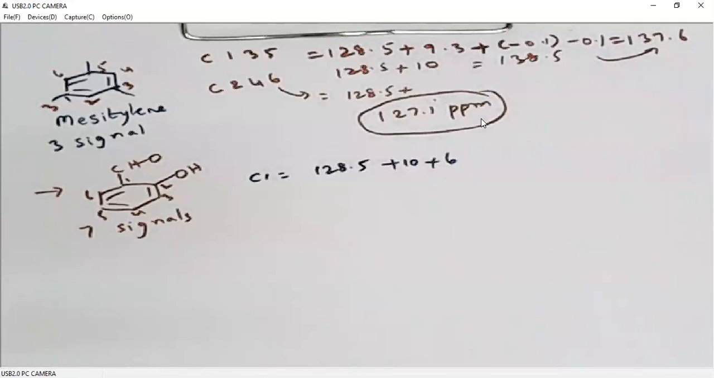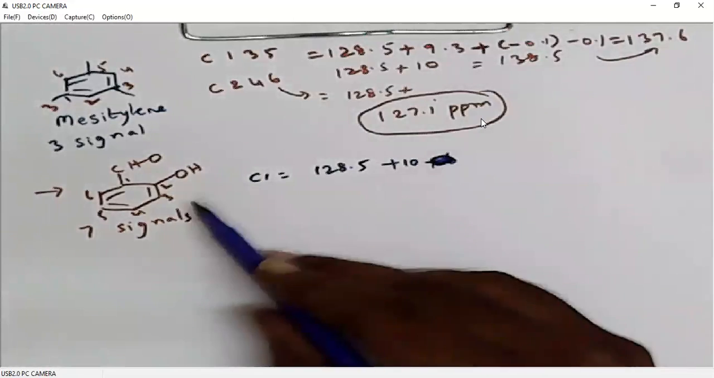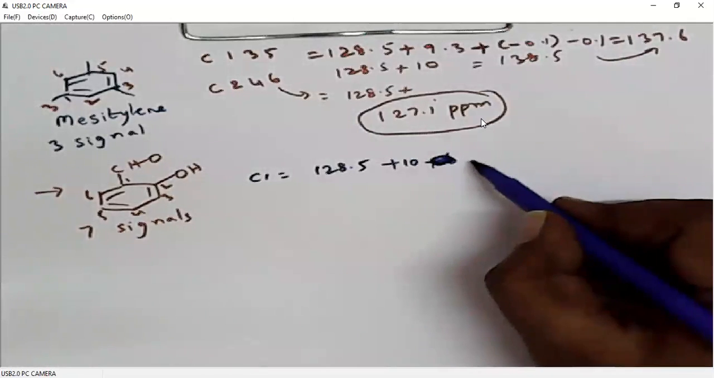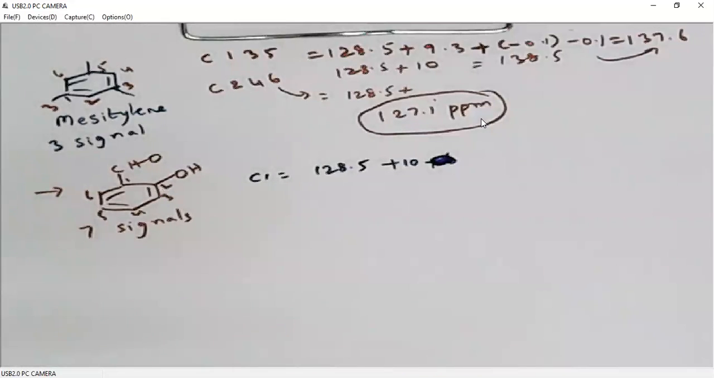Alpha we will add 10, para we will add 6. But meta and ortho we will just ignore. For ortho we need to add 10. And OH is there at ortho position. When we have OH or OR, we need to consider ortho also.